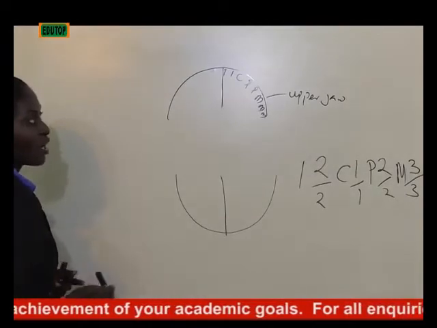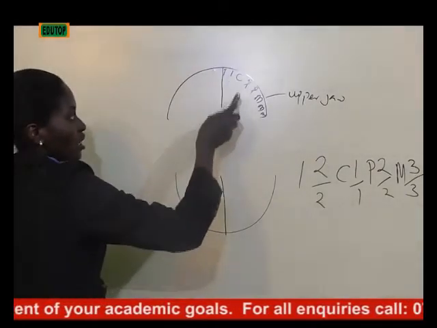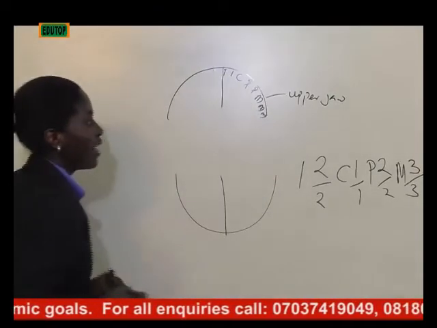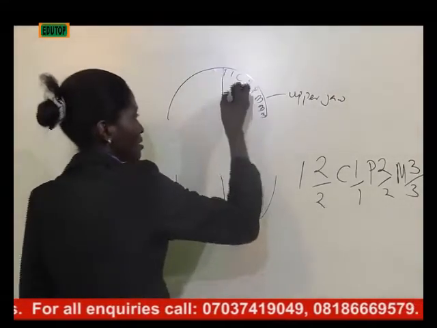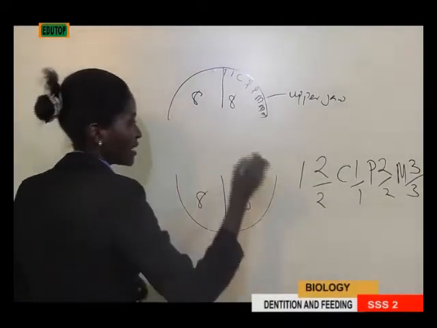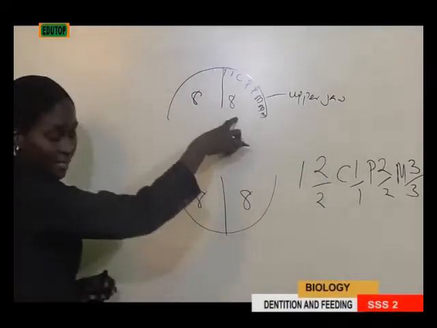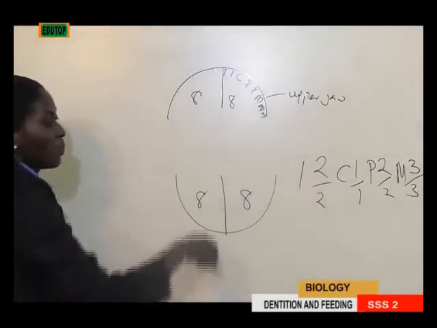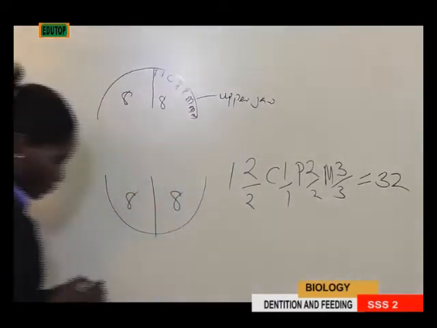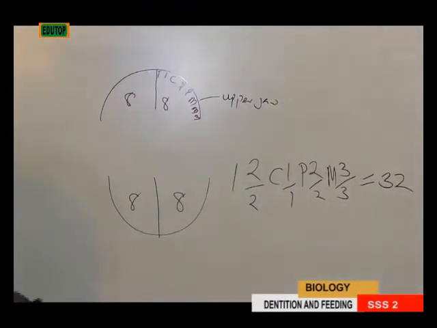And when you sum this up, 2 incisors, 1 canine, 2 premolars, and 3 molars, you have 8 teeth altogether. So you have 8 here, 8 here, 8 here, and also 8 here. 8 plus 8 is 16. So 16 plus 16 will give you 32. So that is how we came about the dental formula 2, 1, 2, 3.